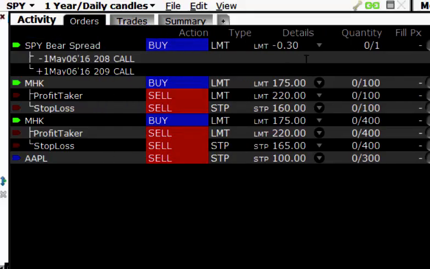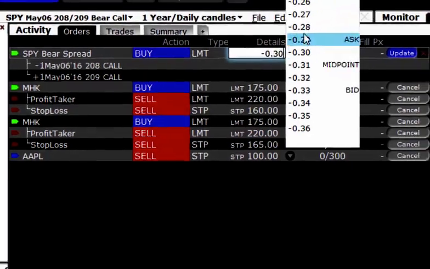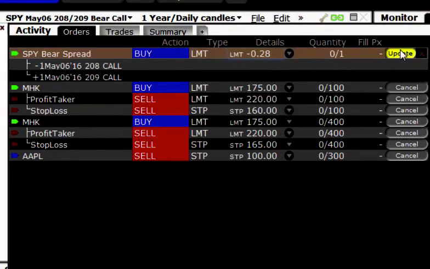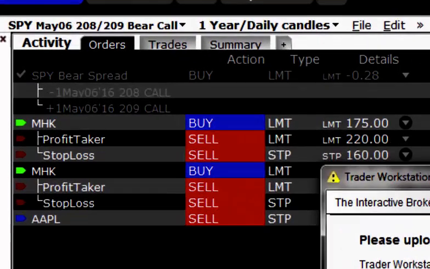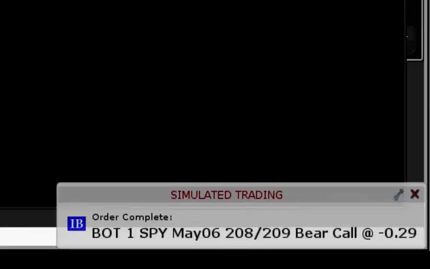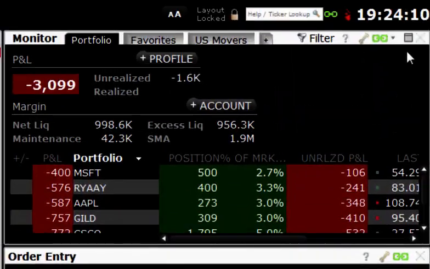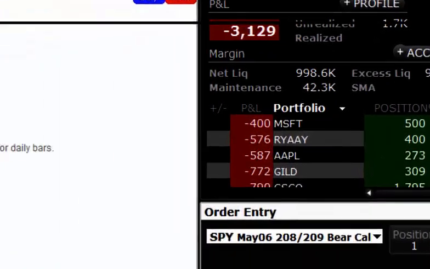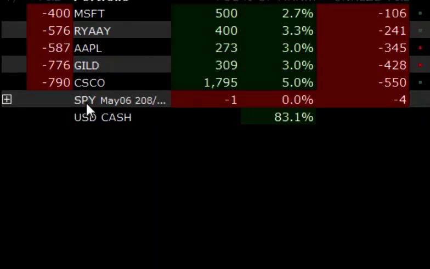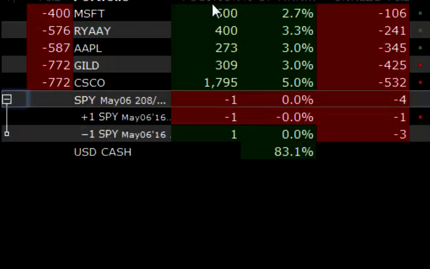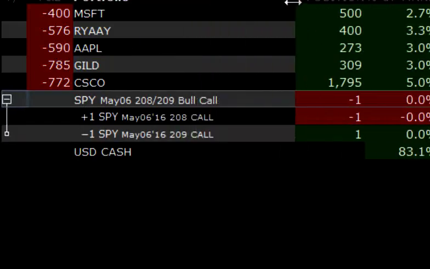We're not getting filled here at the moment, so I'm just going to haggle with the market really quickly to try and get you filled. So you can see we got filled here at 29 cents, and you can see it down here as well. We also got filled. So let's go and check our positions now. If we open up our portfolio window, you're going to see there we have our SPY bear call spread down at the bottom.